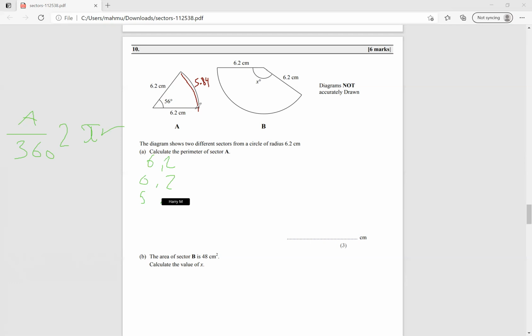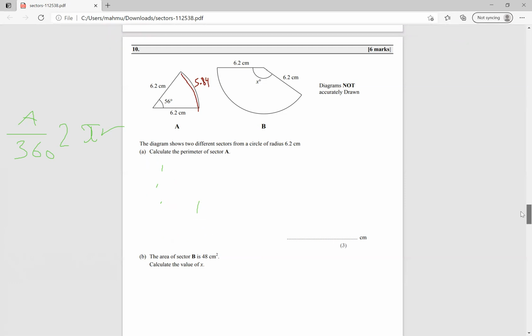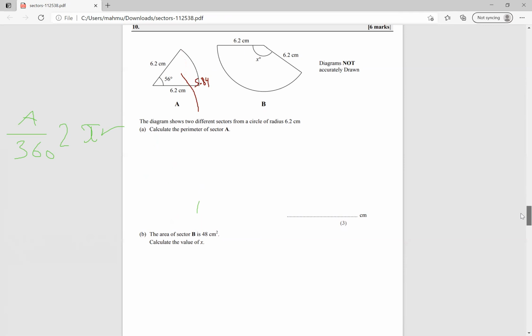So 6.2, then 5.84, that's it. So your perimeter should be, if you add up all those numbers, 18.24. 18.5. So the answer should be 18.5. I think I didn't put the last couple of digits. So that's fine. Now, the area of sector B is 48 centimeters squared.